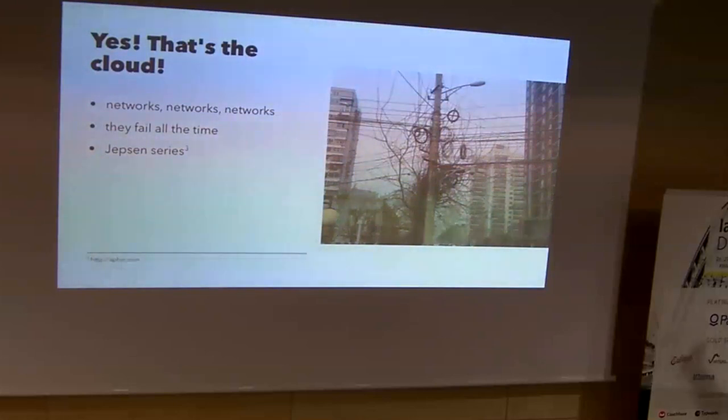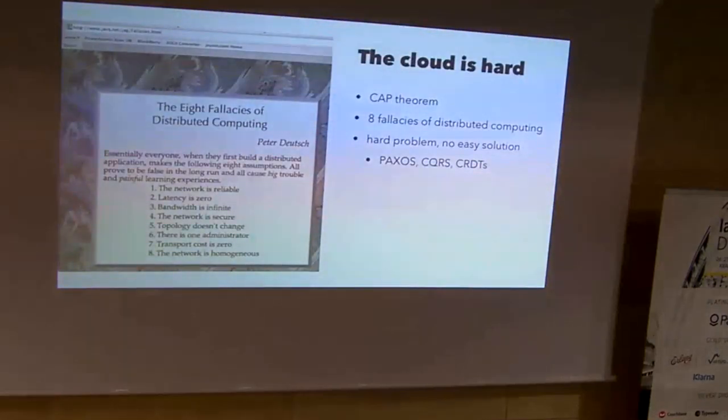There is this blog series called the Jepson series on afir.com. If you have a chance, check it out. It describes what happens to many different technologies when the network fails and how they just don't work anymore. You may have heard of the 8 fallacies of distributed computing: that the network is reliable, there is no latency, et cetera. All of these things you slowly discover when you build an online system are just not true.